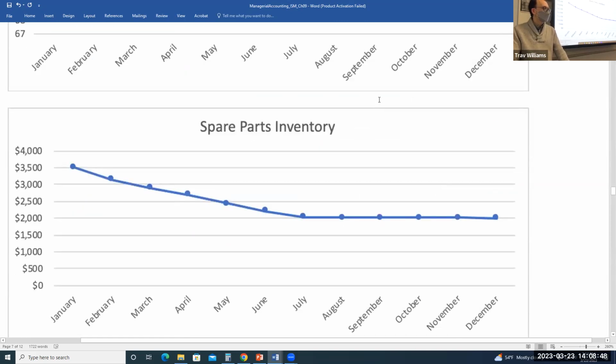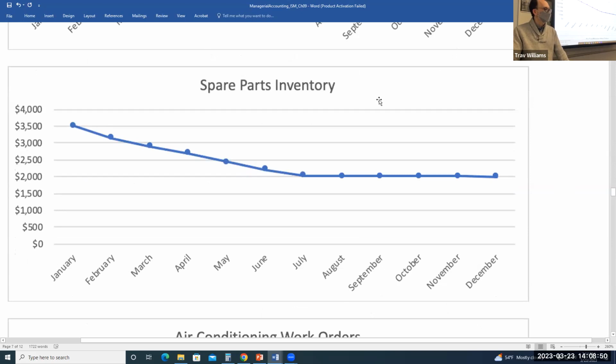This is spare parts for the air conditioning system. So we start off the year with a fair amount of spare parts, but that inventory dwindles and reaches its lowest point here also in the summer months. Right? It stays pretty stable here after that.